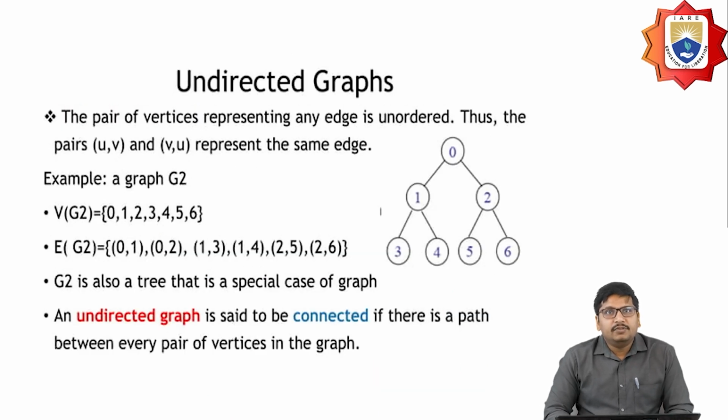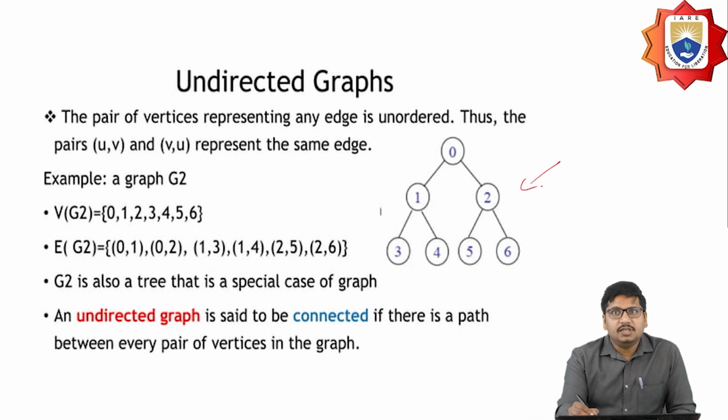In an undirected graph, a pair of vertices representing any edge is unordered, so the pairs (U,V) and (V,U) represent the same edge. For example, if I consider the graph here, the vertices of the graph will be 0, 1, 2, 3, 4, and the edges are (0,1), (0,2), (1,3), (1,4), (2,5), and (2,6). So G2 is also a tree, which is a special case of a graph, and it should be called a tree.